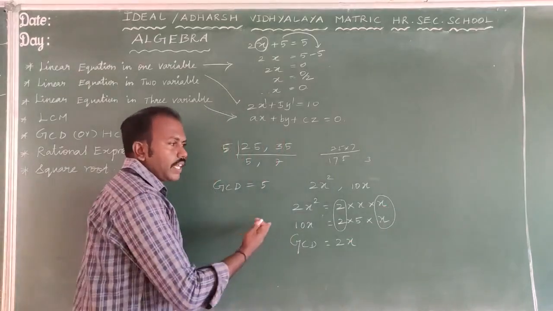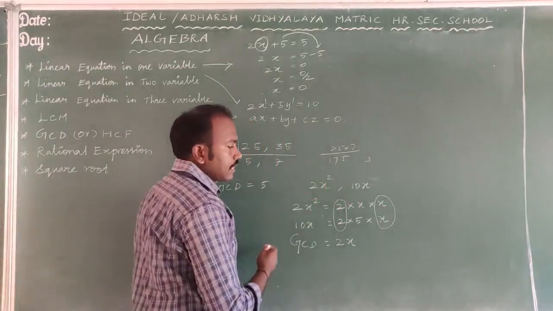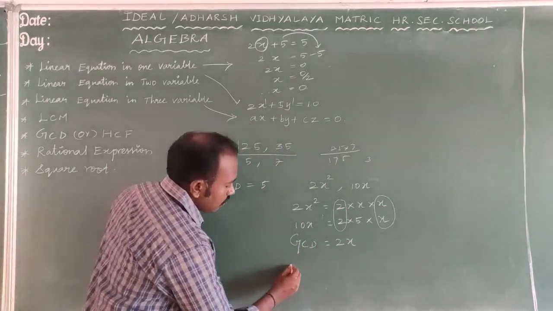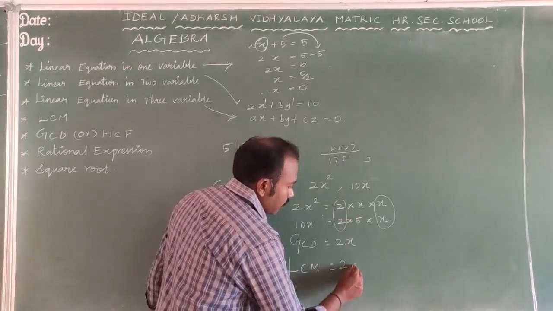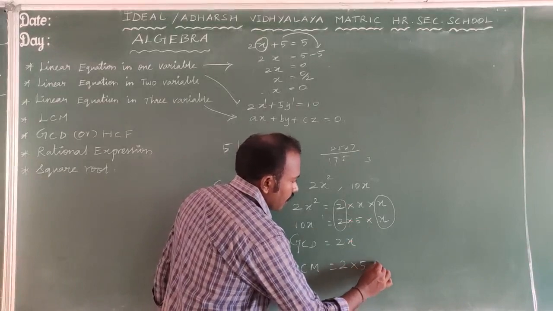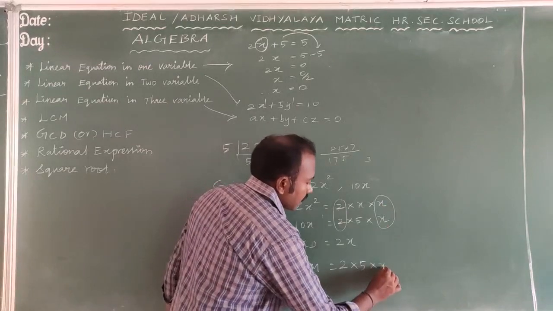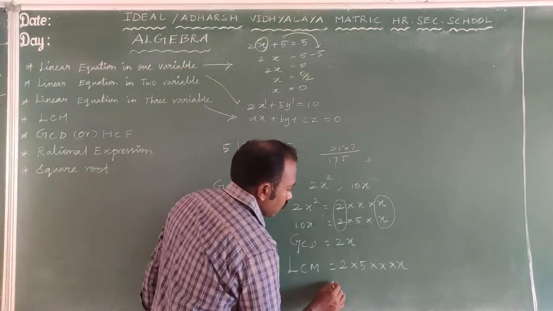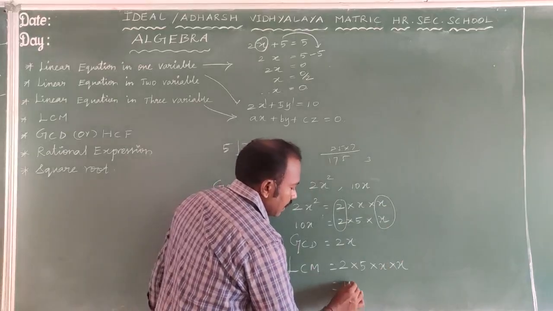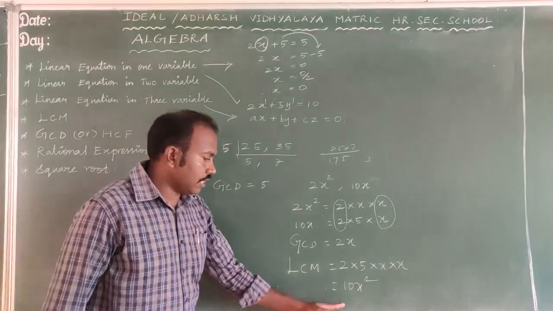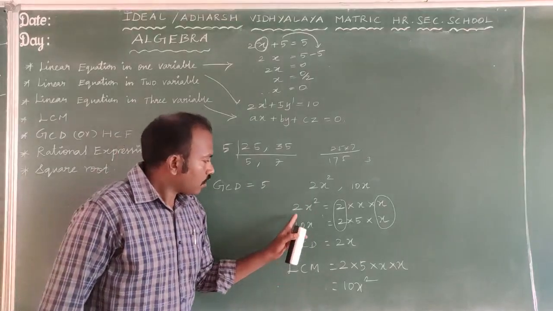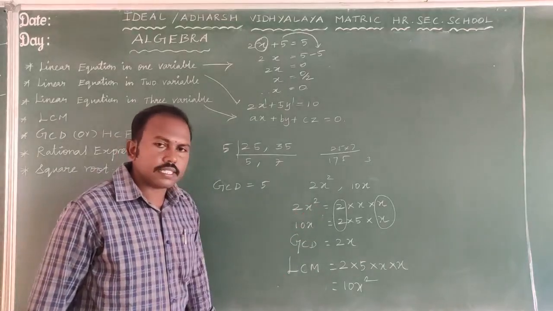In case of LCM, find the LCM of 2x squared and 10x. LCM is equal to the common 2 into 5 into the common x into x, that is equal to 2 fives are 10, 10 into x squared. That is the LCM of 2x squared and 10x.